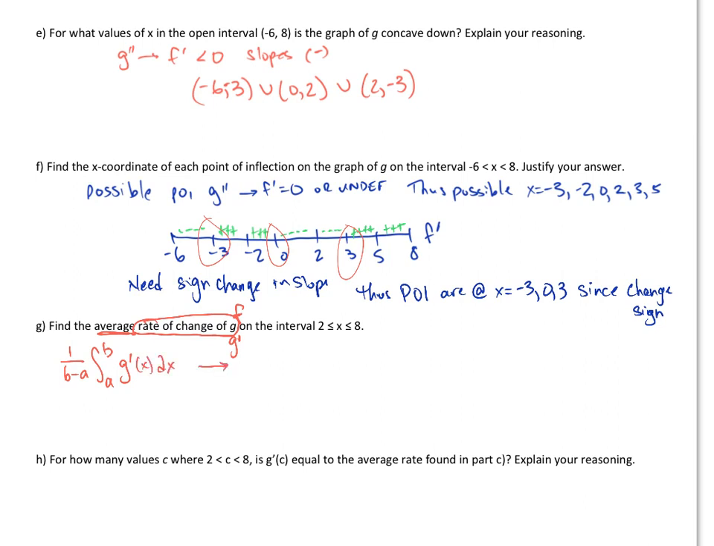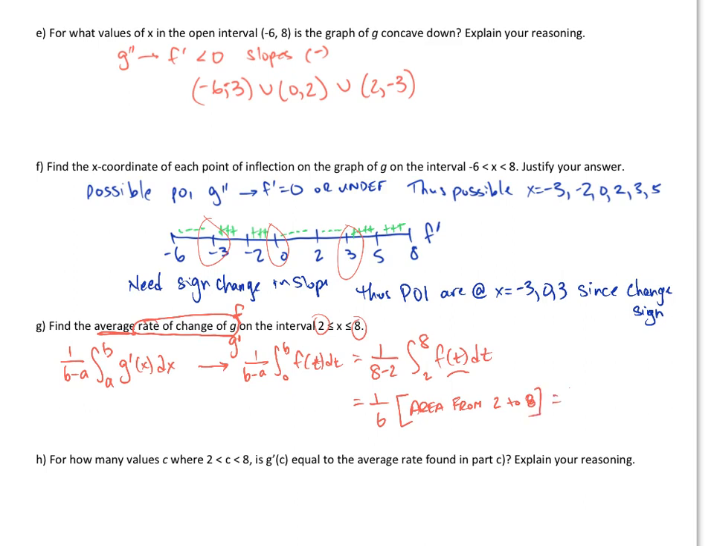So basically, we need 1 over b minus a, the integral from a to b of our f of x, or f of t in this case, dt. So this becomes 1 over, here are my a and b values, 8 minus 2, integral from 2 to 8 of f of t dt. So this will be 1 over 6. And what this is telling me is I need the area, this integral of f of t, the area from 2 to 8.